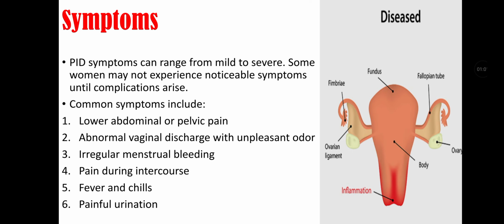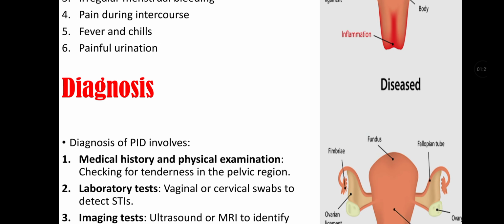Symptoms of pelvic inflammatory disorder can range from mild to severe. Some women may not experience noticeable symptoms until complications arise. Common symptoms include lower abdominal or pelvic pain, abnormal vaginal discharge with unpleasant odor, irregular menstrual bleeding, pain during intercourse, fever and chills, and painful urination.